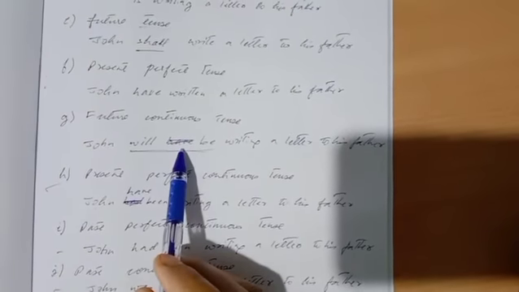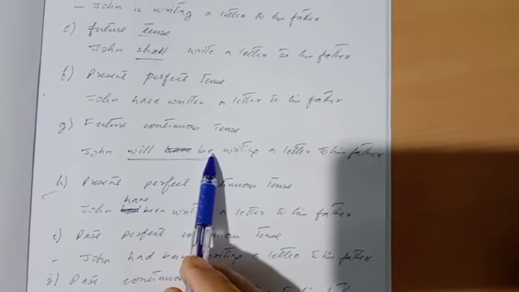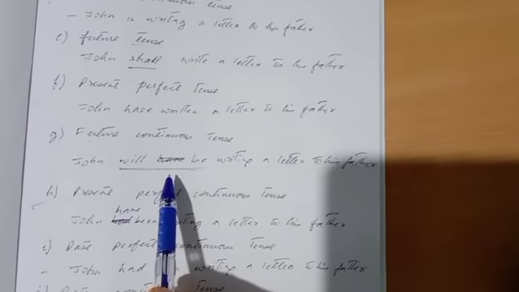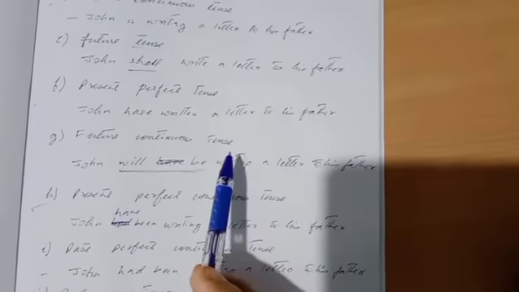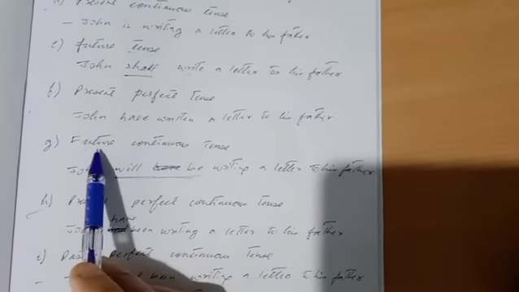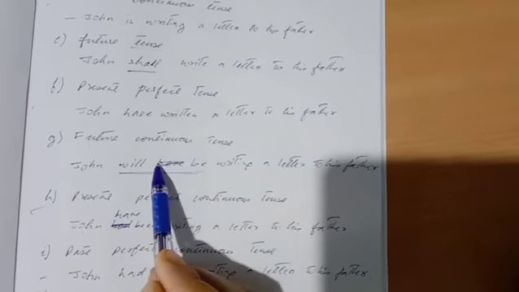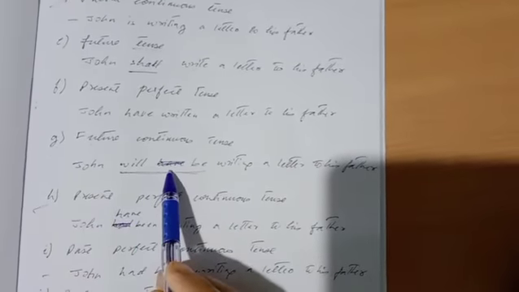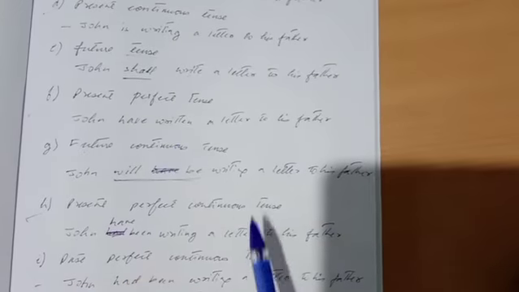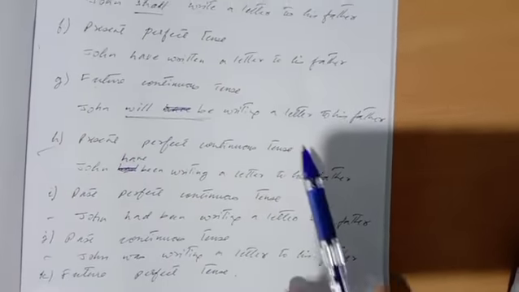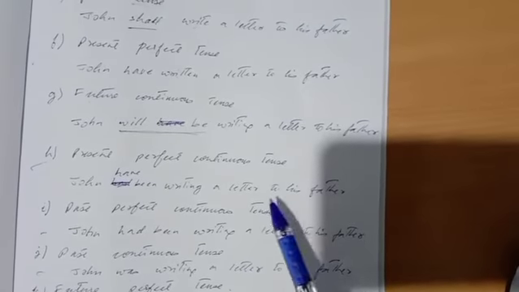If we put have, then this have has to be been. John will have been. Then it becomes perfect. Since the question is not perfect, it is only future continuous tense, so we add be. John will be. If you put have, then it should be perfect. Understood? See. Then what else? What here?